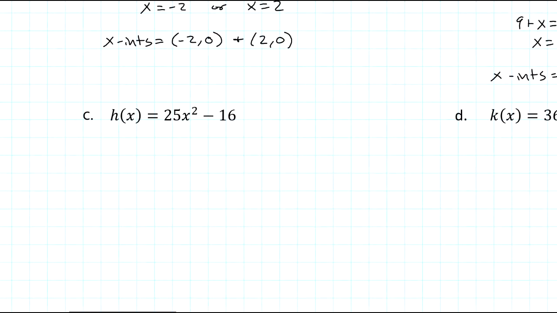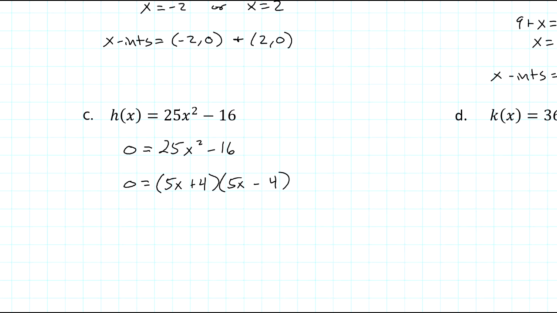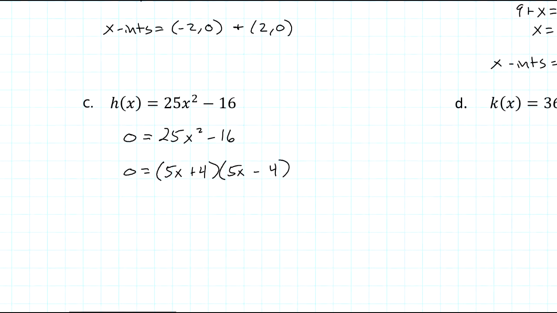Looking now to part C, we have h of x equals 25x squared minus 16. I set this to 0, and 0 equals 25x squared minus 16. Now we look to factor, so I set up two sets of parentheses. And 25x squared, that square root is 5x. Put that in the first positions. We have the minus 16, the square root of 16 is 4, so I'll put 4 in the second positions, put a plus and a minus, and there's our factorization.